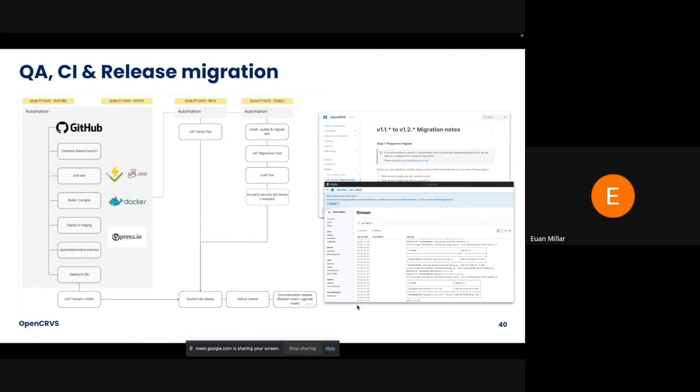And then as I said, keeping OpenCRVS up to date is really important. So we want to make that very easy for you. We provide very detailed migration notes in our documentation on each release, and we provide automated database migration scripts. So that will happen automatically. You don't need to run database migration scripts manually. It's all taken care of, and you can monitor the process in our Elastic Kibana stack.